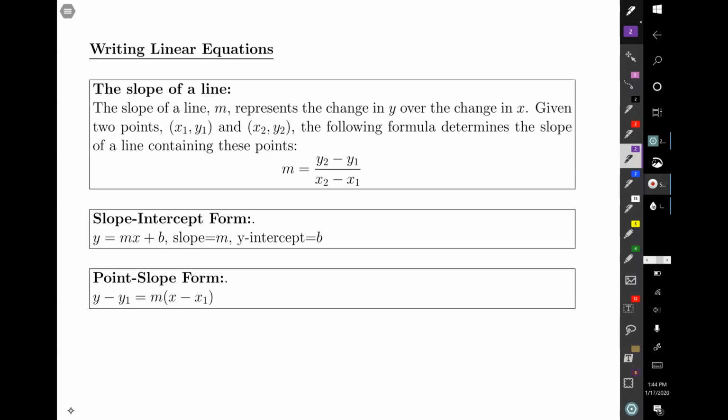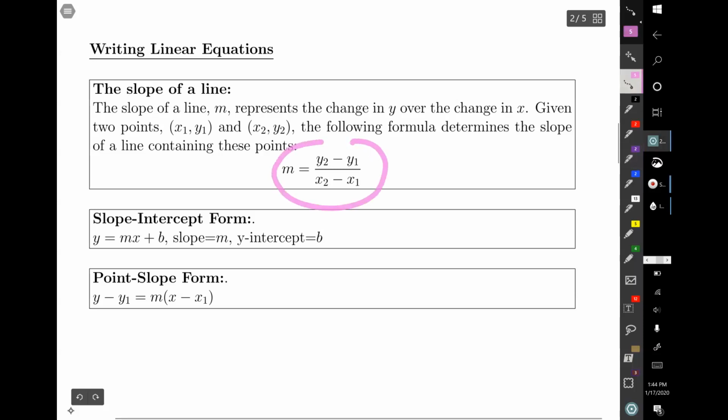Given 2 points, (x sub 1, y sub 1) and (x sub 2, y sub 2), the following formula determines the slope of a line containing these points. So here's that formula: m equals y sub 2 minus y sub 1, all divided by x sub 2 minus x sub 1. So it's really just the difference in the vertical over the difference in the horizontal. A lot of times we write that as delta y over delta x. The triangle is delta in Greek.